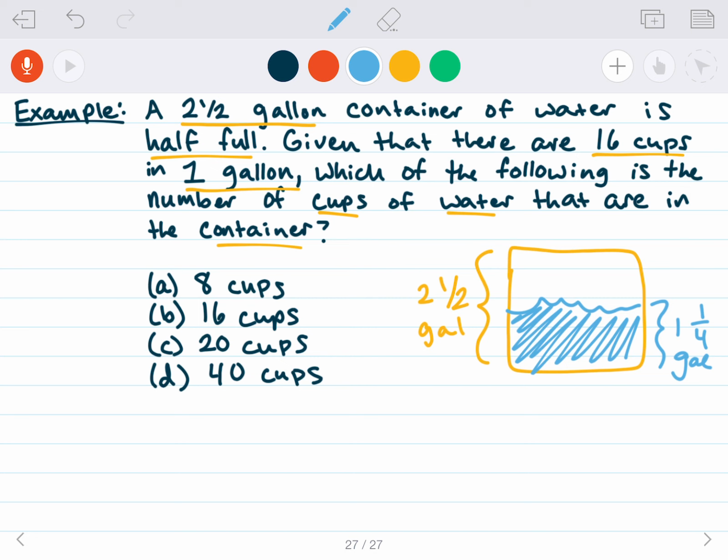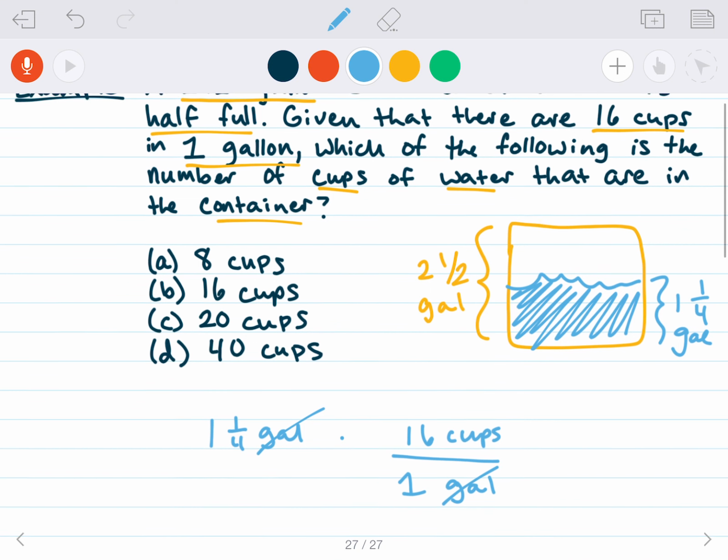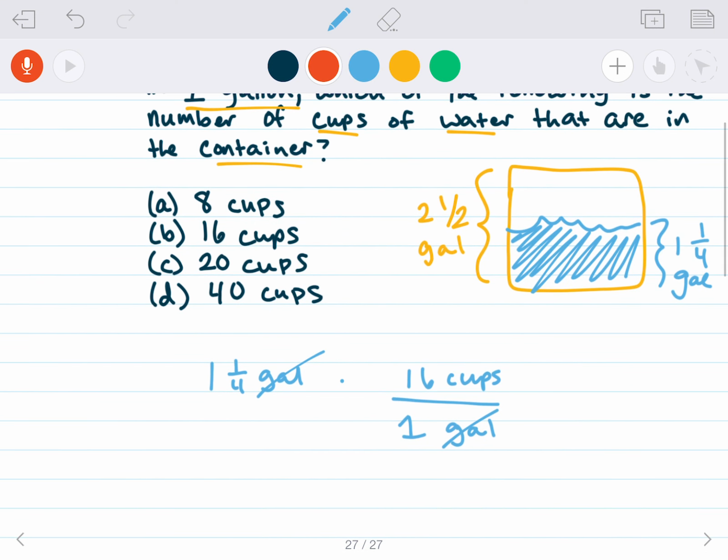We are trying to figure out what this is in cups. We know that we have 1.25 gallon, and our mission here is to multiply by something to give it to us in cups. Well, we're told the conversion here that 16 cups are in 1 gallon, and we want gallons to cancel, so we want to make sure that gallon is on bottom and the 16 cups is on top. So these go away.